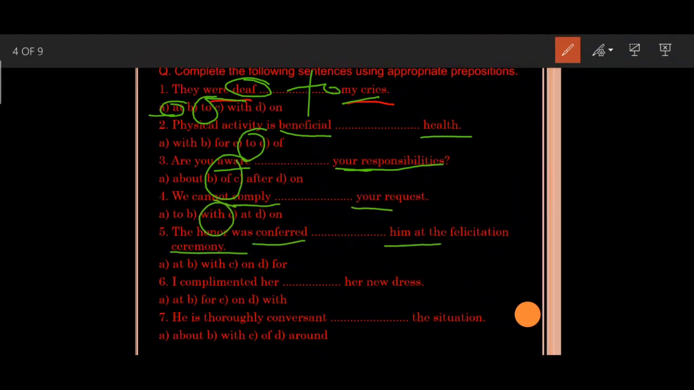Alright, so let's talk about number 4. It might be a little bit confusing for you guys, but it's really easy when you understand it. Now, we cannot comply dash your request. What is the meaning of the sentence?